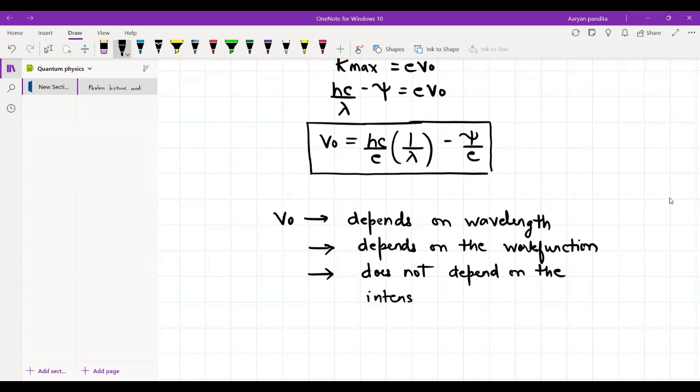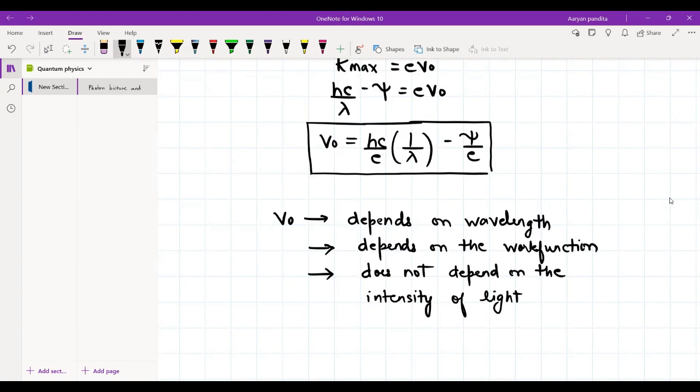This means that, let's say you have a 1 watt source of light. Let's say you shine 1 watt of light onto some particular metal surface, and, for example, minus 2 volts of stopping potential is required to stop the fastest photoelectron. Even if you use a source of 100 watts, the same 2 volts of stopping potential would be able to stop the electron which has the maximum kinetic energy. So this stopping potential does not depend on the intensity of light.